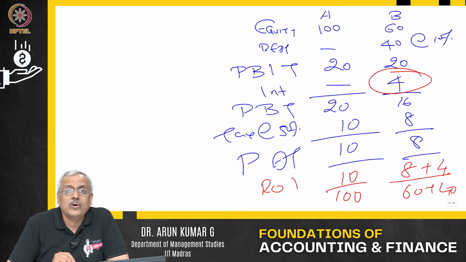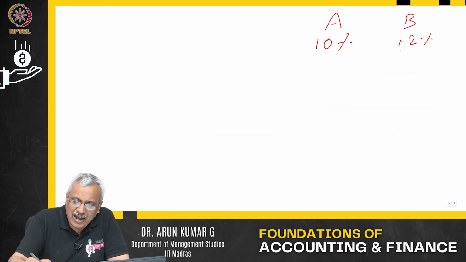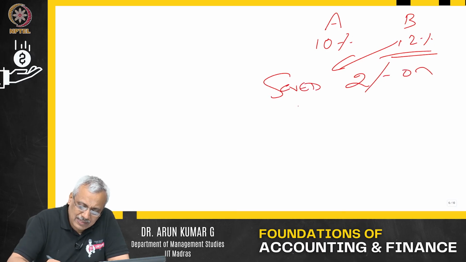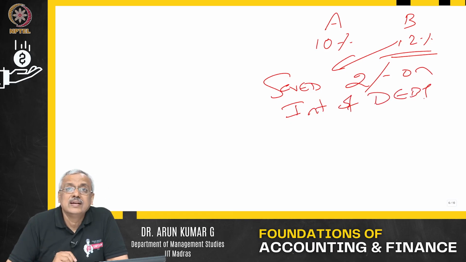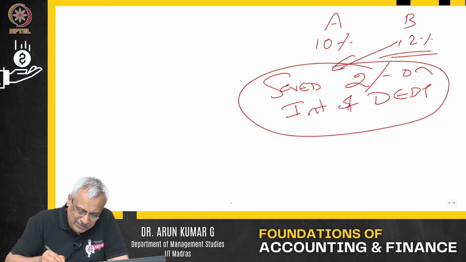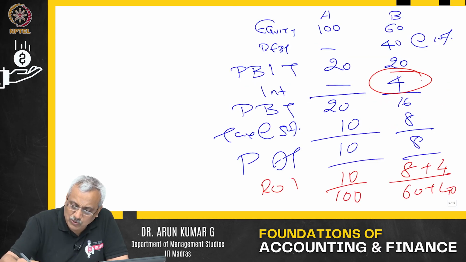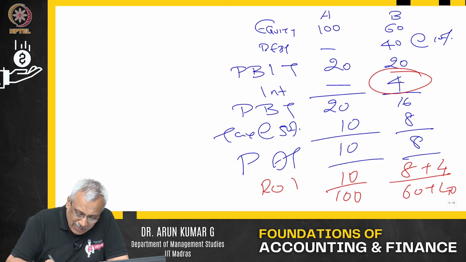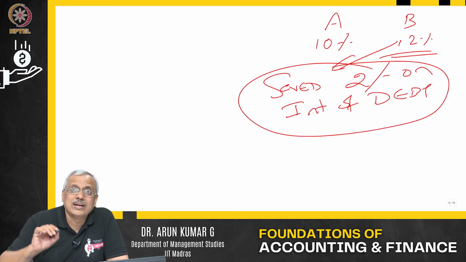Well, no. Why does company B have a 12% return? Because it has saved $2 on the interest of the debt out there. As you see out here, it has saved the $2 because on this $4, the interest that they have paid, they are not paying taxes on that. So, because they are not paying taxes on that, they look more efficient.